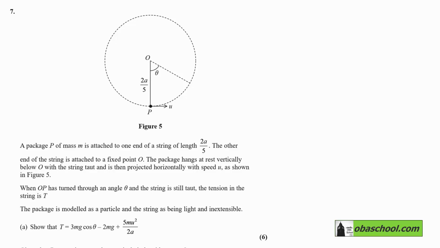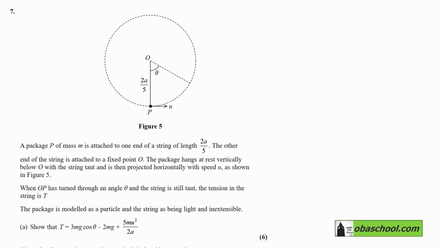A package P of mass m is attached to one end of a string of length 2a over 5. The other end of the string is attached to a fixed point O. The package hangs at rest vertically below O with the string taut and is then projected horizontally with a speed u, as shown in the diagram. When OP has turned through an angle theta and the string is still taut, the tension in the string is T. The package is modelled as a particle and the string as being light and inextensible.